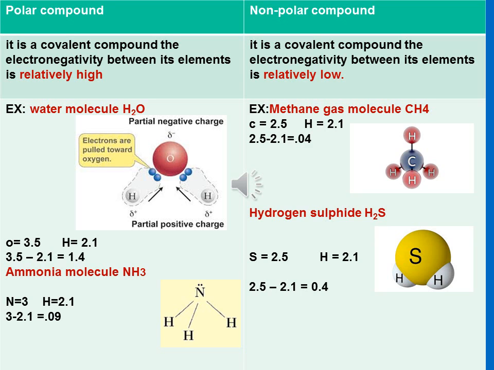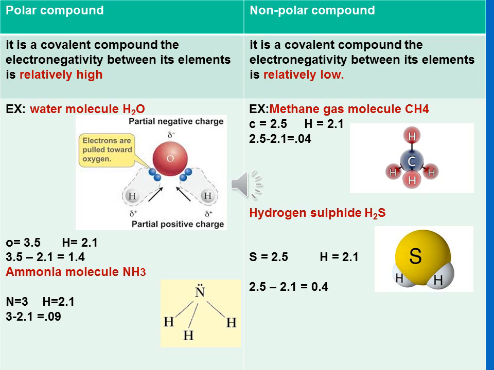The ammonia molecule consists of one nitrogen atom and three hydrogen atoms, NH3. One nitrogen, three hydrogen. The electronegativity of nitrogen is 3 and the electronegativity of hydrogen is 2.1. If we calculate the difference between them, 3 minus 2.1, it will be 0.9. It's also considered relatively high if we compare it with 1.7.